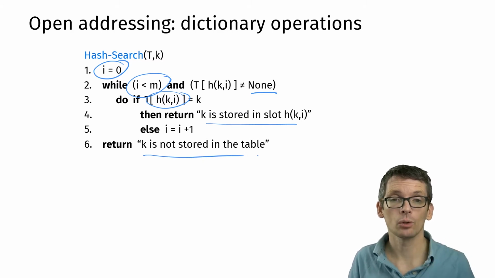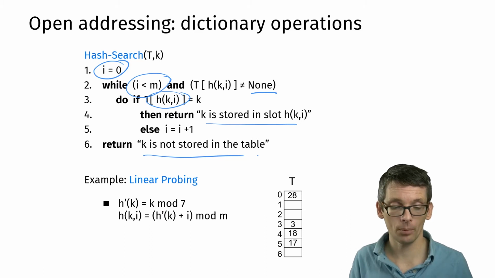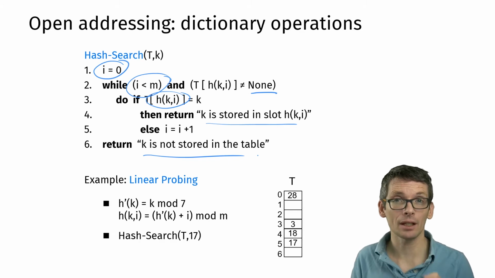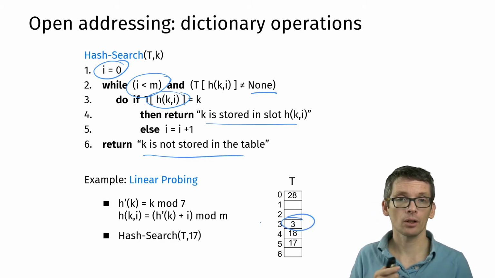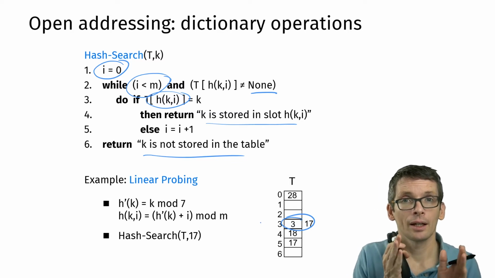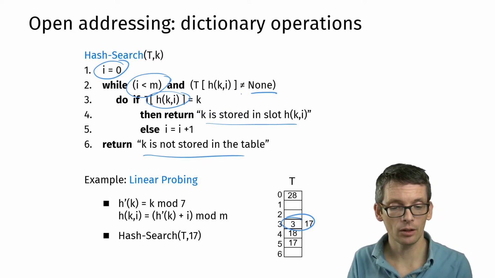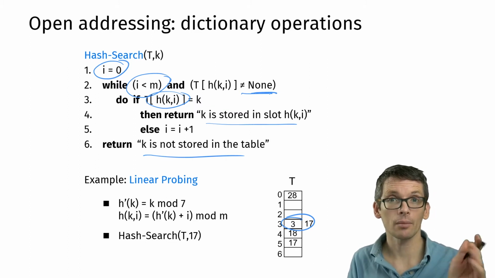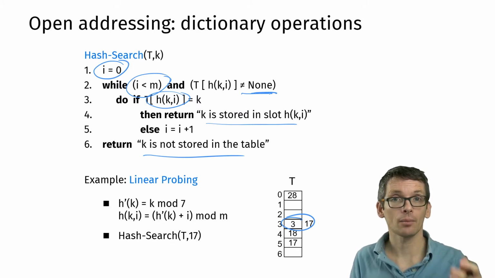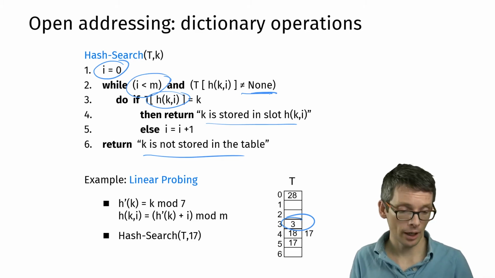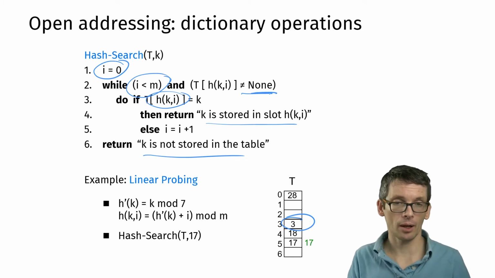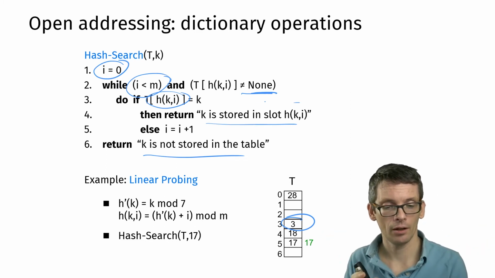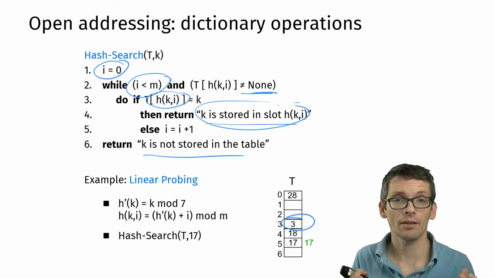Let's again do an example with linear probing. So here's my hash table. Let's say I'm now searching for the 17. So 17 should hash here. We're going to check that spot. There is an element there, so it is not none, but it is not the element that I'm looking for. So I simply increase i by 1 and continue. Again, there's an element, it's not the one I'm looking for. I increase i by 1. The 17 is there, yay! I'm going to report that I found the 17.